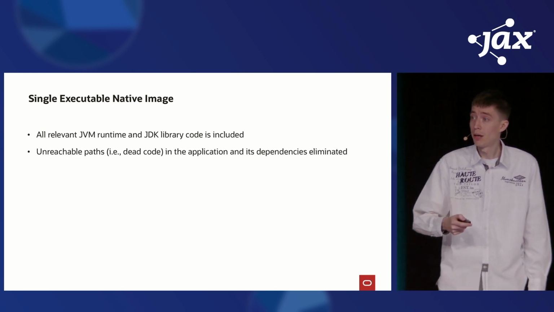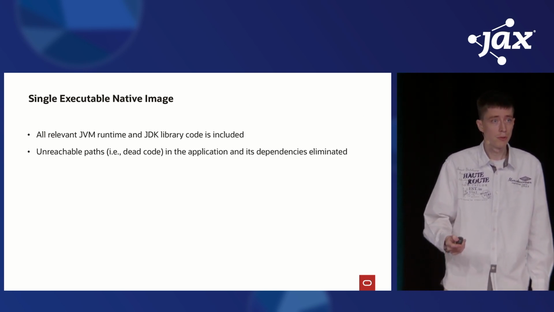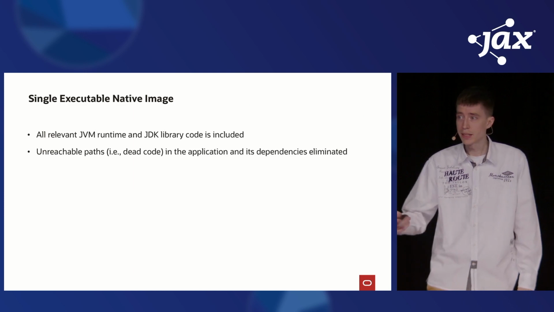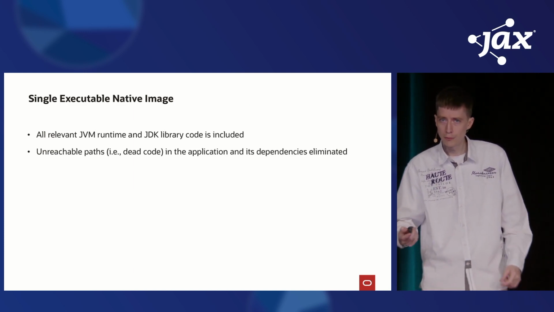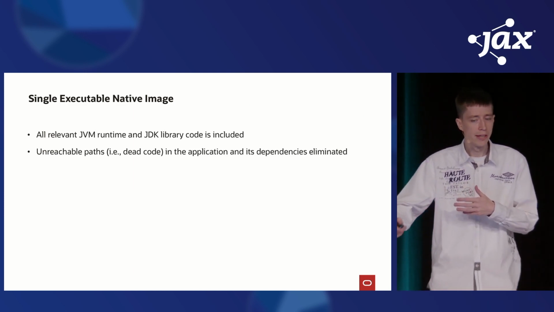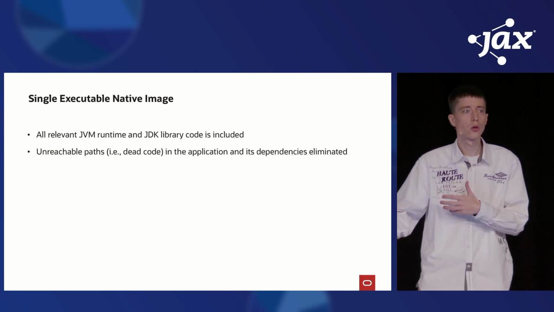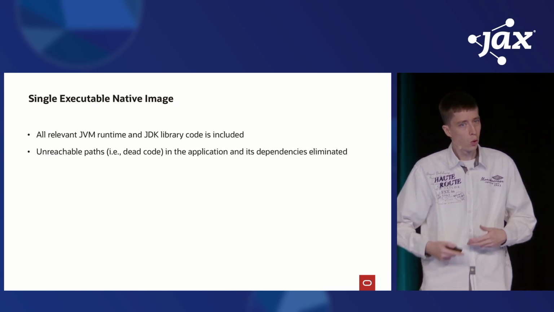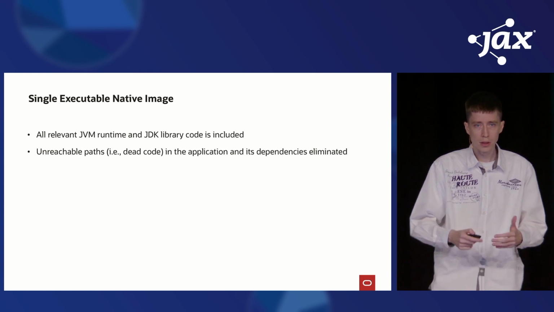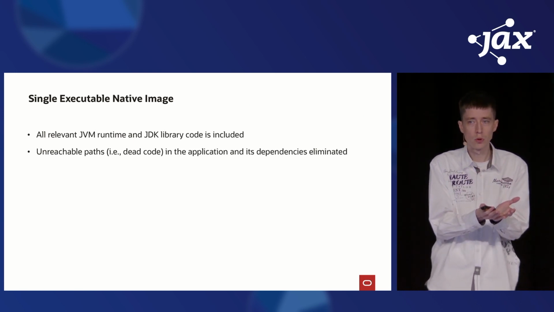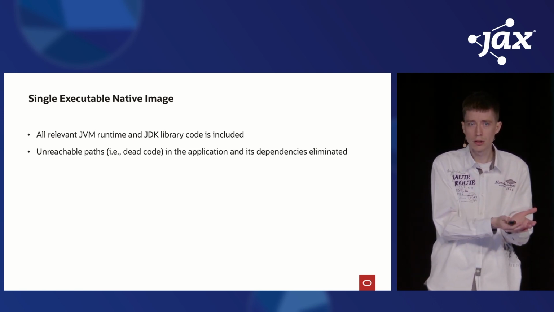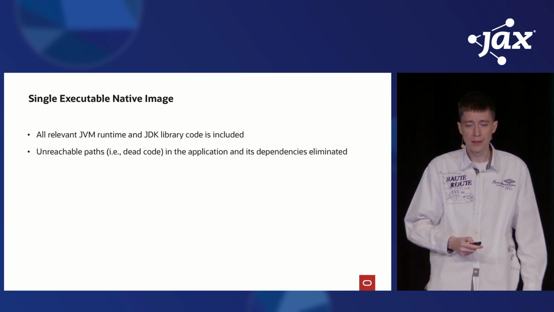Unreachable paths are excluded from the application before it is deployed. This can be an advantage specifically if you have large library dependencies where in reality you only use a small portion of that library. Because all of the code that is not seen to be reachable from your application is discarded before this image is built.